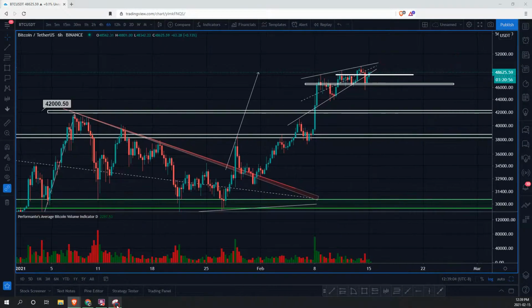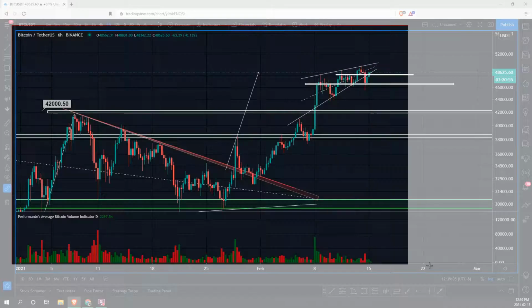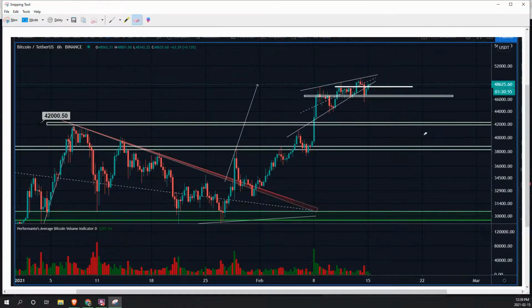So let's just move this a little bit over, and then take a look at the two major levels that we're going to be looking at. The first one is, like we already said, 42K.